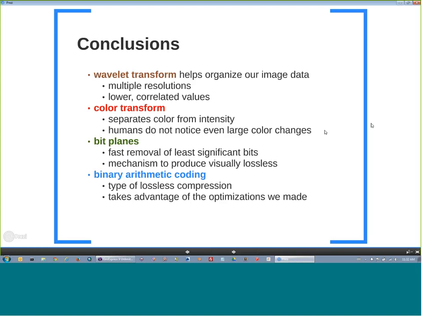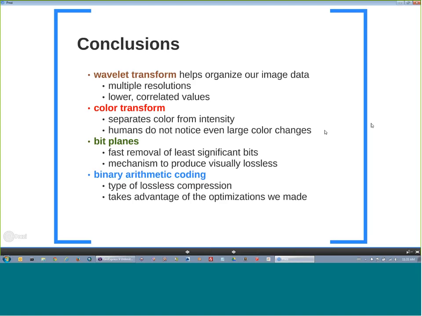And so that's why we do the color transform, so that we can get rid of data in color bands without getting rid of data in the intensity. And then we do the bit planes, because that allows for very fast removal of the least significant bits of the image. And it's simply a mechanism that we use to produce what we call visually lossless compression, where it's lossy, but not visually so.